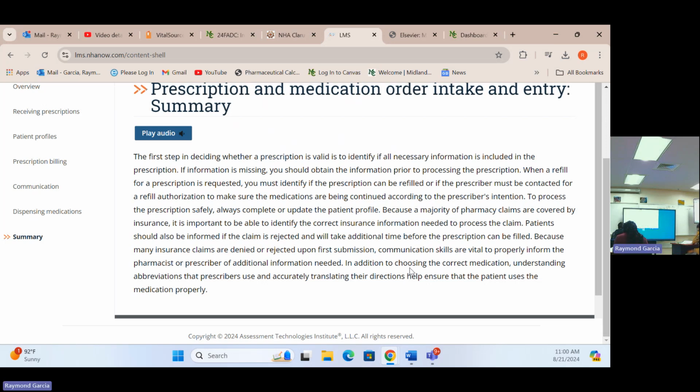Subscription consists of directions to the pharmacist or pharmacy technician on how to compound a prescription. Many of the medications dispensed today do not require compounding, therefore do not contain a subscription.